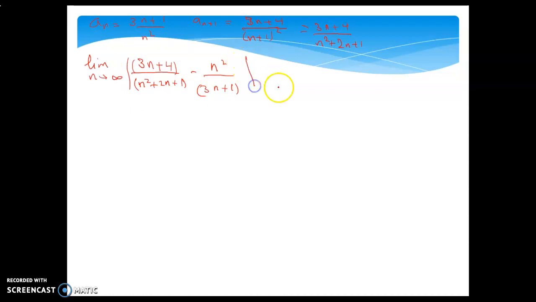And then when we FOIL it out, we get limit as n goes to infinity of 3n cubed plus 4n squared over 3n cubed plus 7n squared plus 5n plus 1. And when we take the limit of that, we get 1.